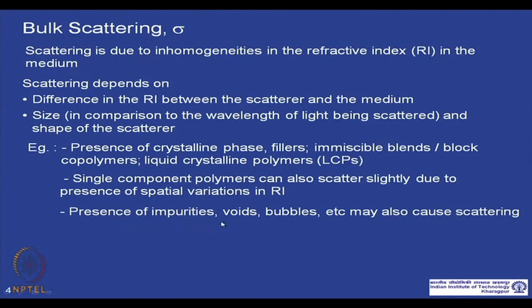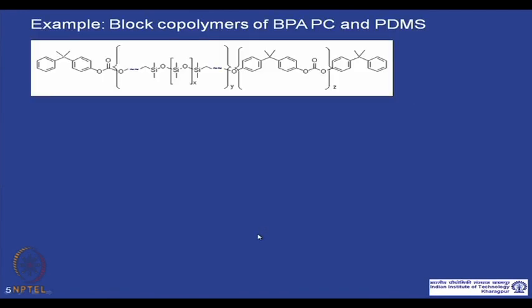And as I said, the presence of impurities like voids, bubbles, etc. may also cause scattering. Obviously, the refractive index values of the polymeric matrix and the voids or the bubbles will be different. So, depending on the size of these voids or bubbles, they will scatter light.